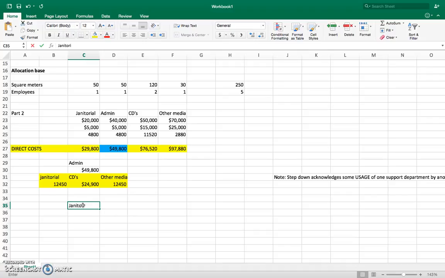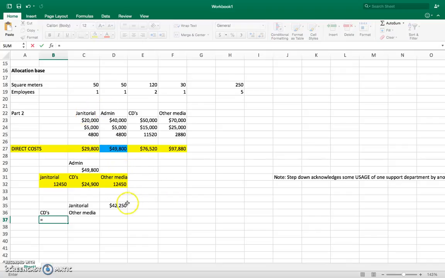So janitorial, but mind you guys, 12,450 isn't the only cost in the janitorial department. You also have to include plus the direct costs over here, the 29,800 that we calculated previously. That is the direct costs already available in janitorial. Okay, so we add these two up together, that gives us 42,250, and then we allocate it to CDs and other media. Using what allocation base? Well, also because that's the only one left, but the logic behind it is that janitorial, since you're cleaning up your facilities, square meters is the way to go. So equals to 42,250 multiplied by 50.